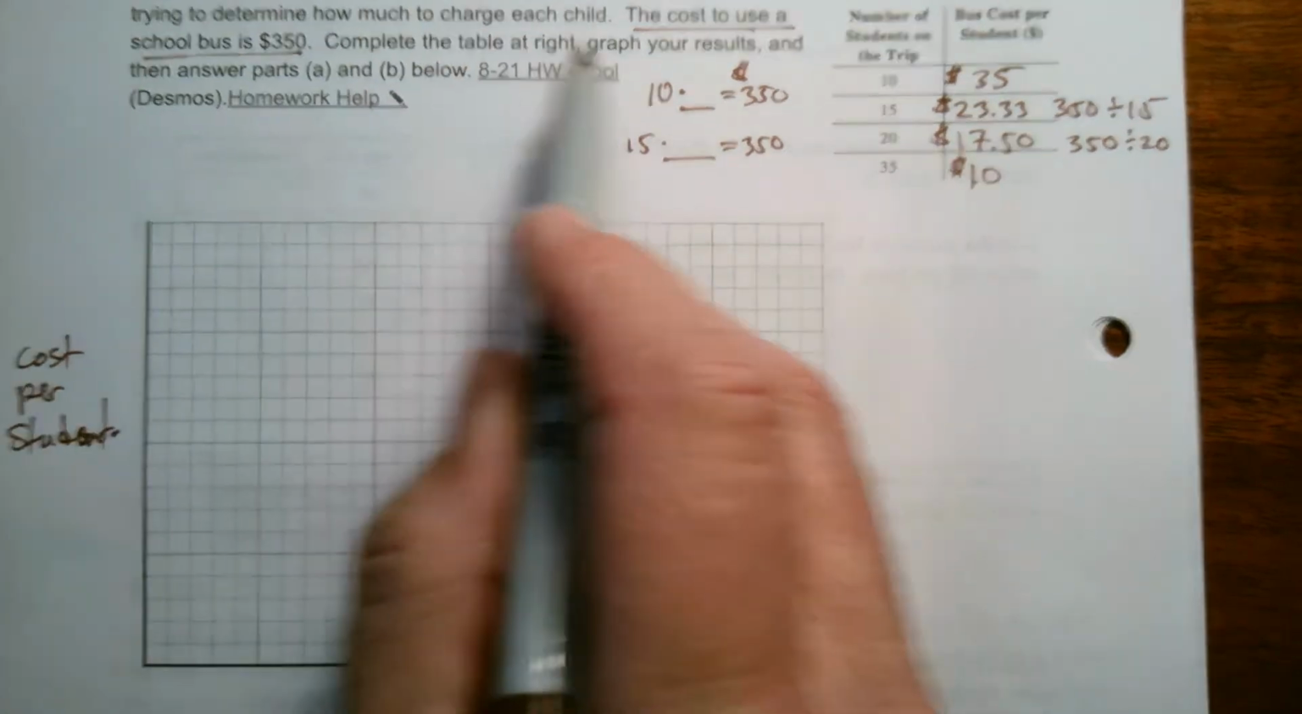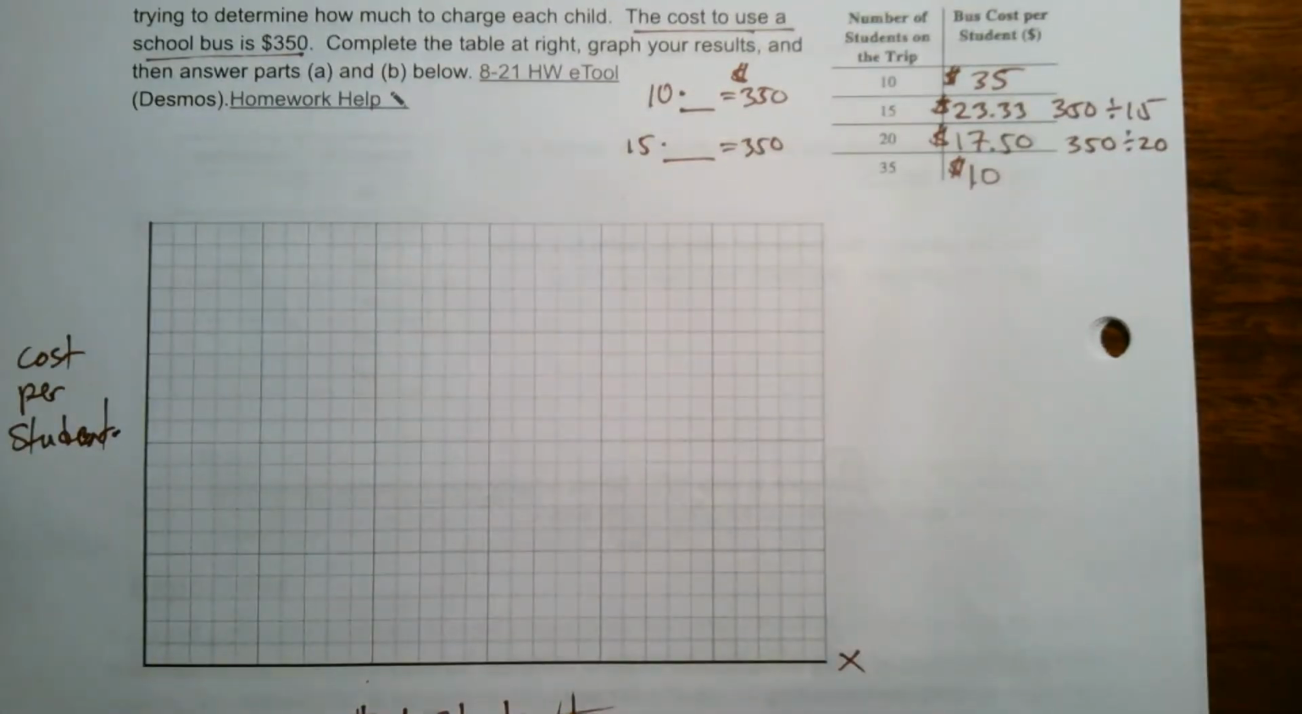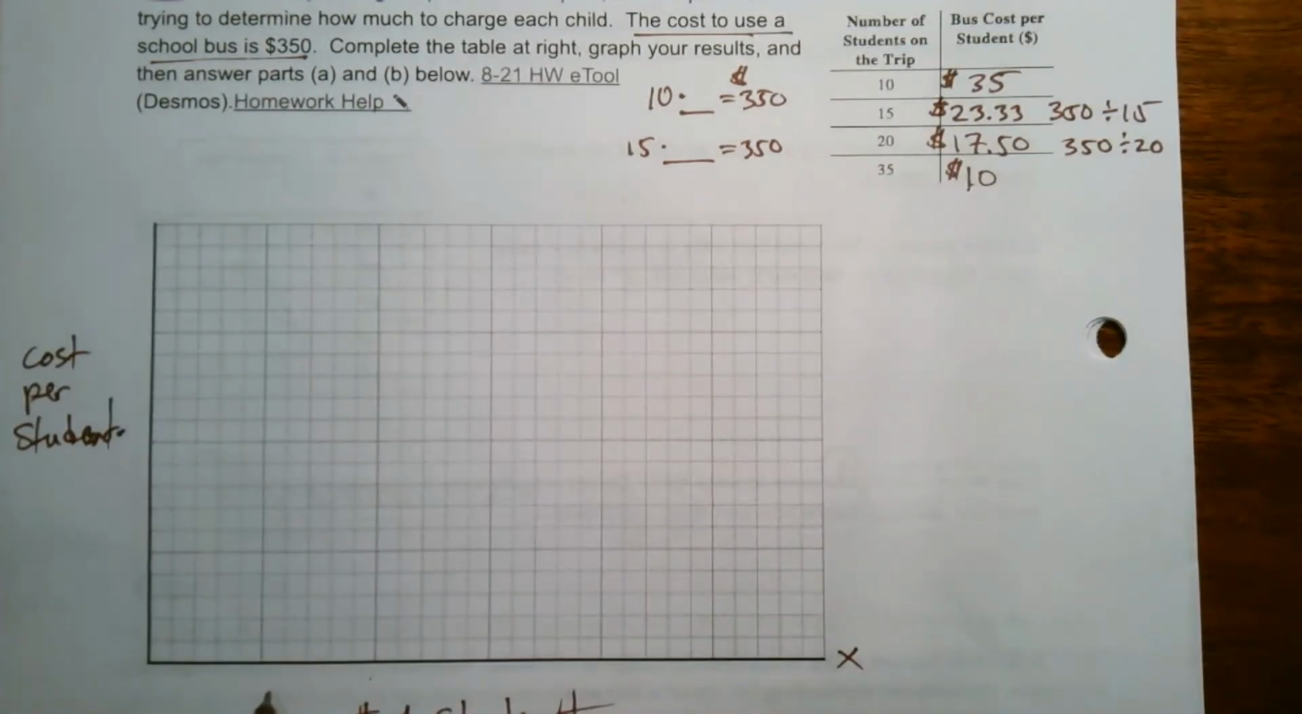So we're completing the table and graphing. For the number of students, since I'm getting up to 35, let's see, 5, 10, 15, 20, 25, 30. Nope, I'm going to have to go by tens here. So 10, 20, 30, and 40. I'm going by twos, 2, 4, 6, 8, 10, and so on. That's the number of students.